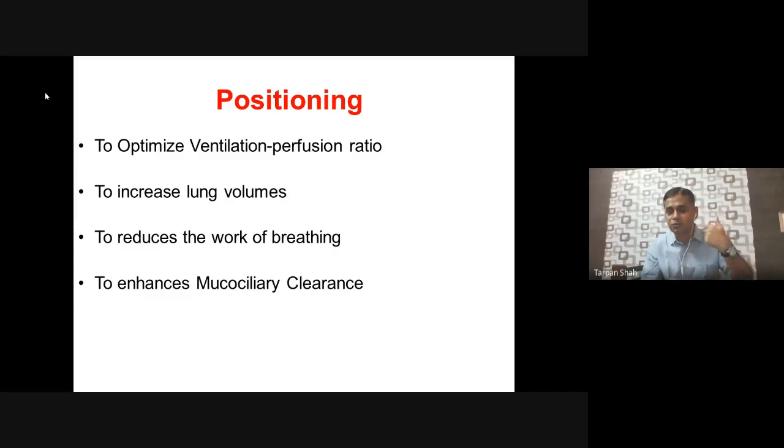That means the amount of air which is going in and out. And second, once the ventilation is improving, the perfusion, that means ventilation and perfusion matching, will also be improved. Now, positioning will be helpful to improve the lung volumes. Now, here is a golden statement. One mnemonic I'm going to give you, and you have to remember this. It is very important for you to remember.